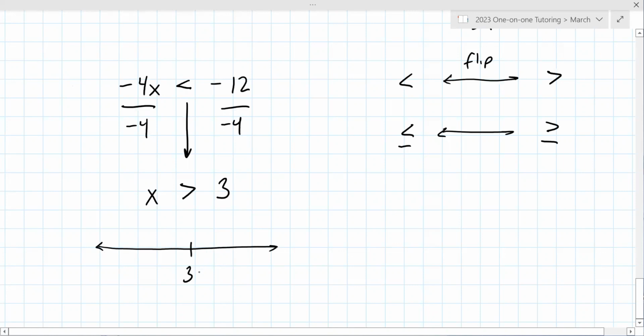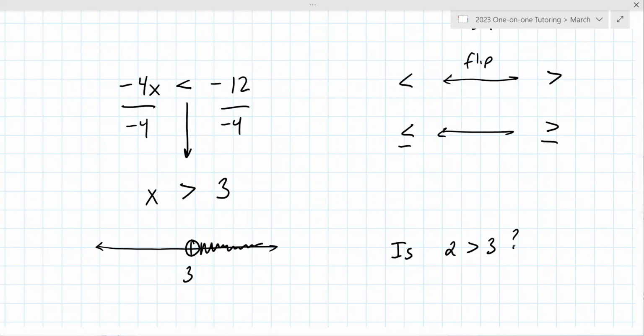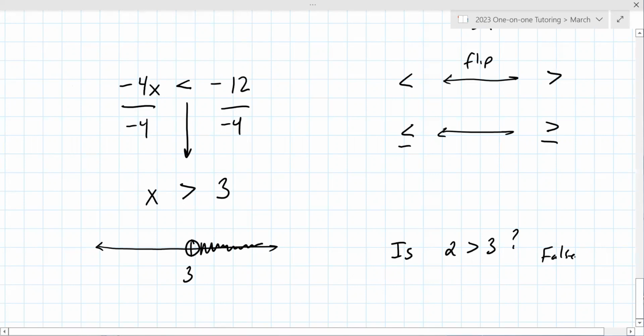Is it an open or filled in circle? It is an open circle. Are you shading to the left or the right? Right. Very good. All right, so question for you. Is 2 greater than 3? No, false. It is false. All right. Any questions on that before we move on to a slightly harder problem for you?